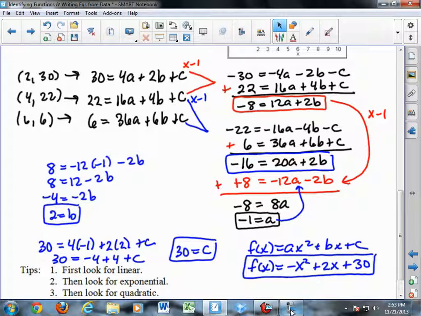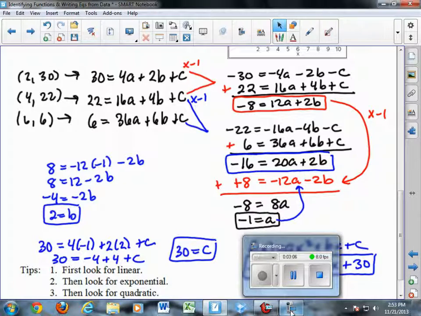There you go, writing equations from patterns in data.